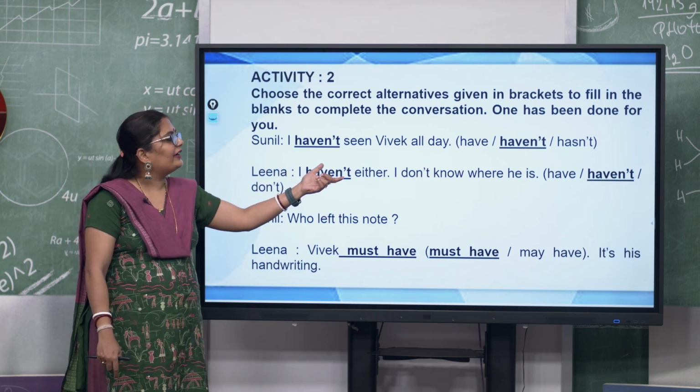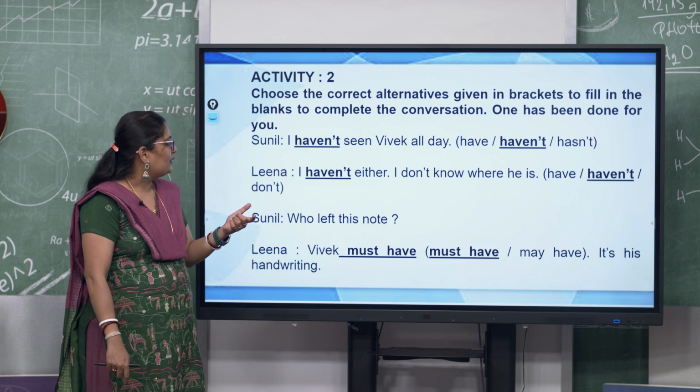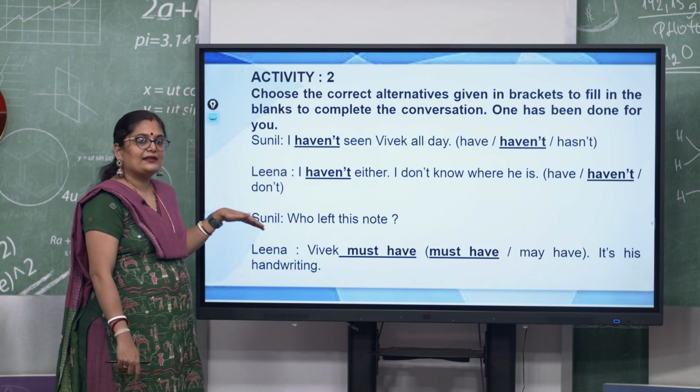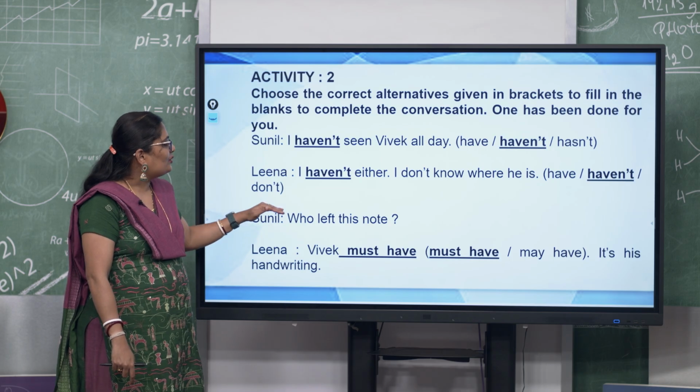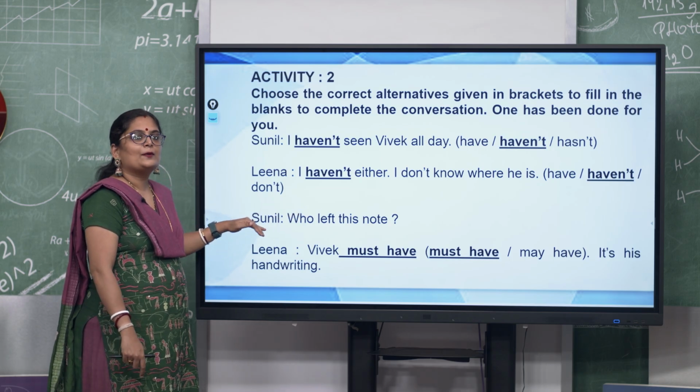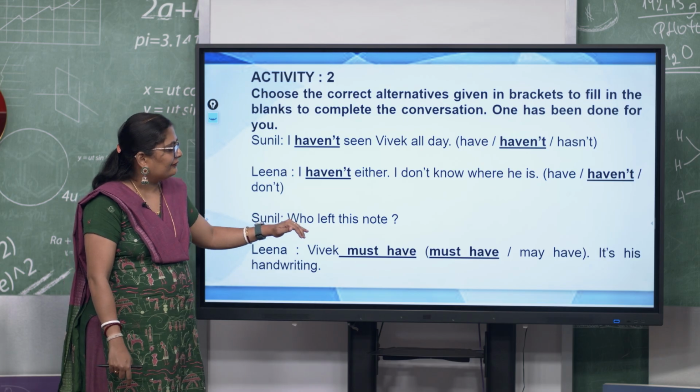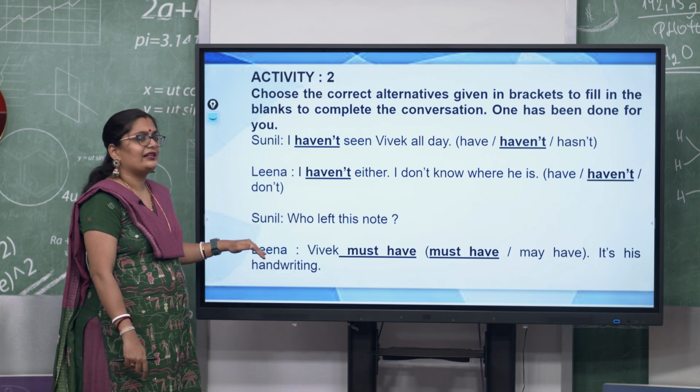I don't know where he is. Okay? So, let us see what happens in the next part. Sunil, who left this note? Now, this is spoken by Sunil. Leena: Vivek must have. It's his handwriting.